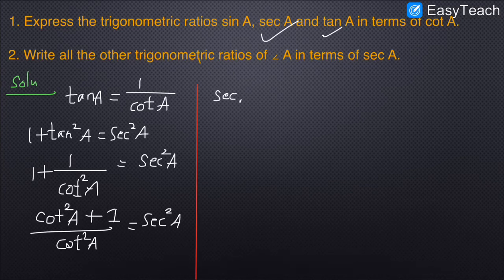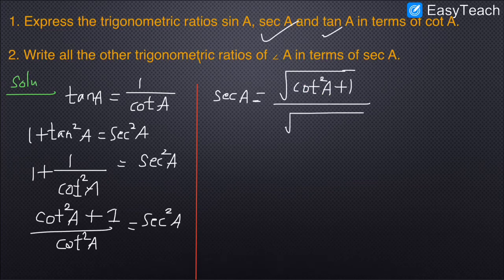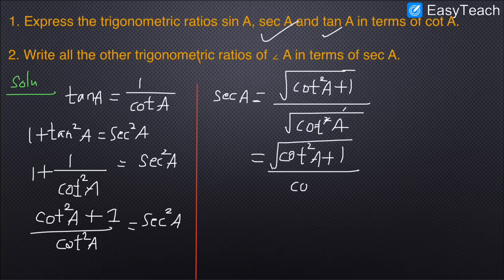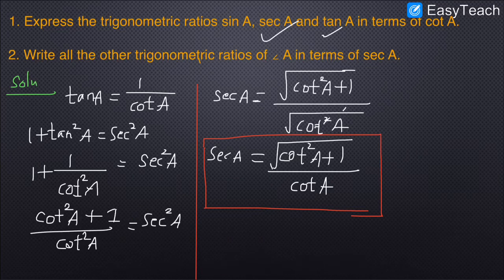For secant a, we can take the square root of this. So I take the square root on both numerator and denominator. So cot square a plus 1 over root cot square a. Root and square will cancel out. The remaining is cot a, so square root of cot square a plus 1 by cot a. Now secant a is over. So secant a equals square root of cot square a plus 1 by cot a.